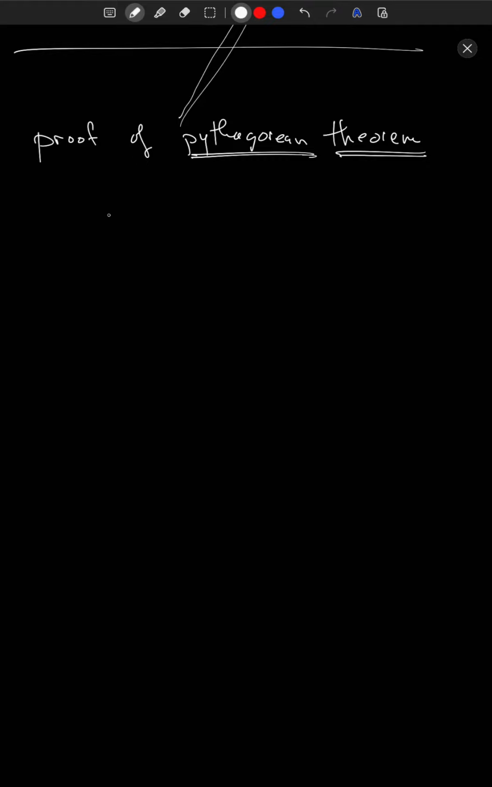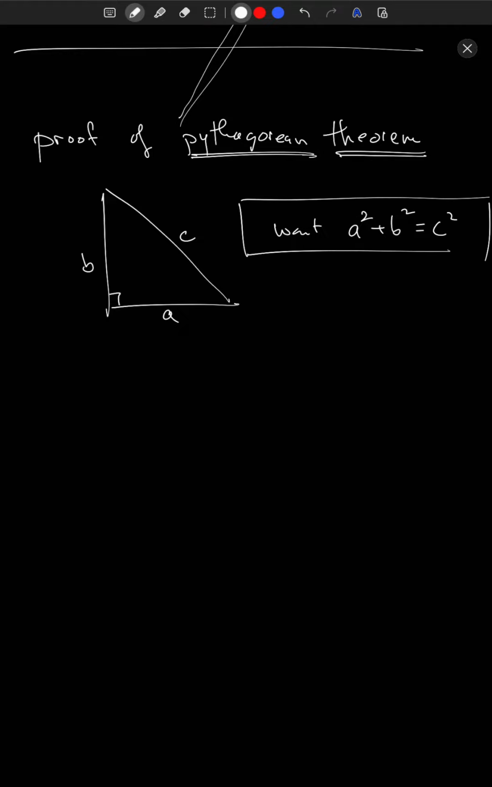So here it is. What's the Pythagorean theorem? What we're trying to show right now is that if I have a right triangle right there, A, B, C, then we want A squared plus B squared equals C squared, right? We want to justify the Pythagorean theorem. I want to show you why it's true, okay?